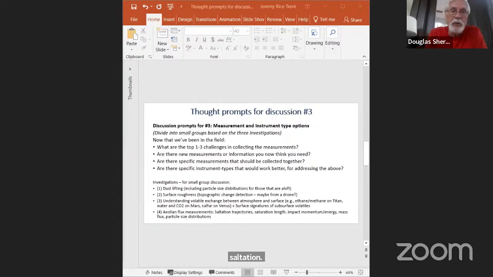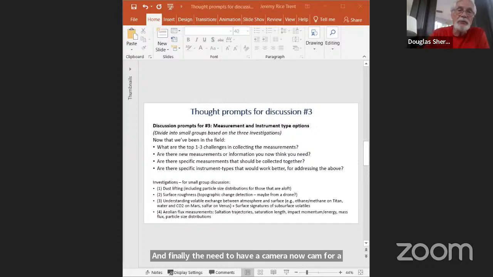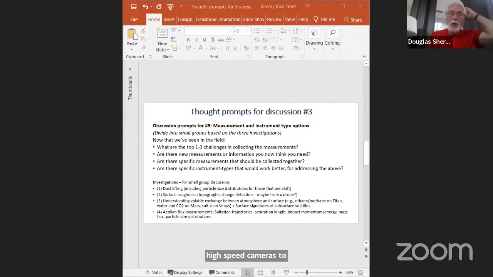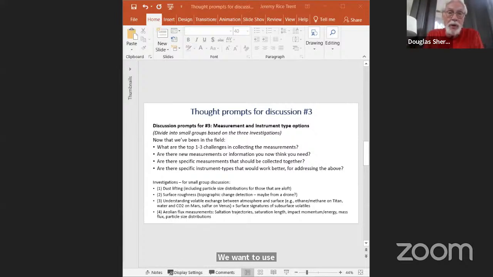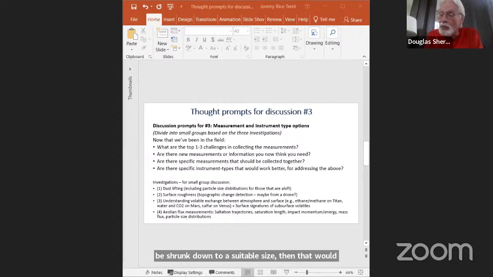Now, a camera for a couple of roles. One, for high resolution imagery of the sand surface, so we can use some photo sieving software to determine grain sizes and distributions, and also the possibility of high-speed cameras to capture saltation trajectories. We want to use that last as a substitute for particle image velocimetry. We love the array that Christy Swan has described. If it can be shrunk down to a suitable size, then that would be far preferable to what we're talking about. But these are things that we think might be possible.